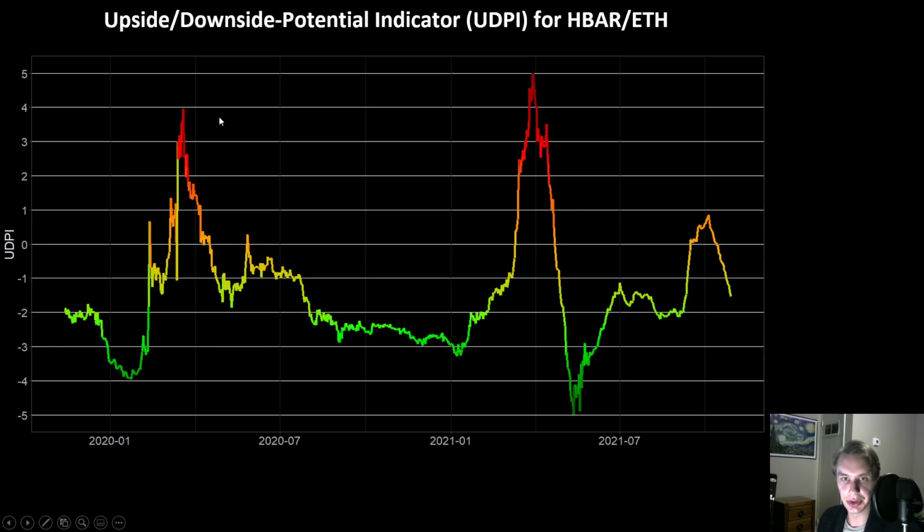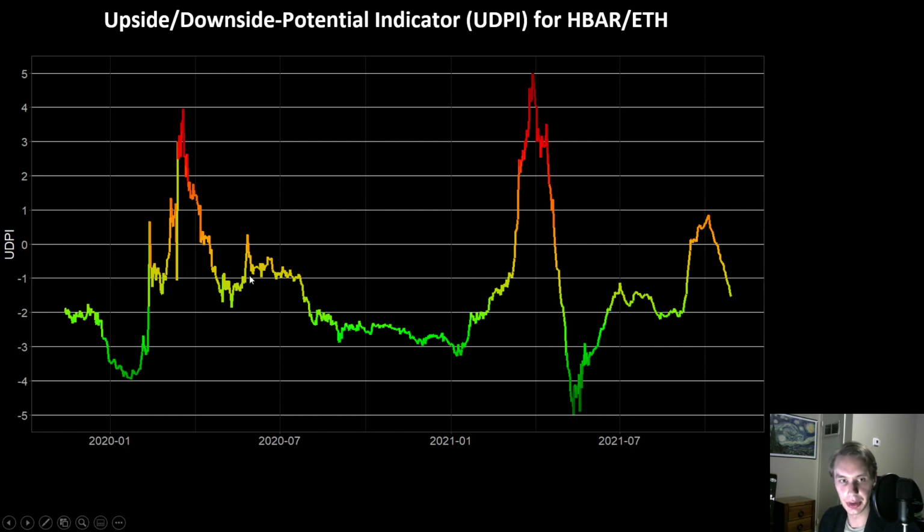So it's also useful to just look at the raw output of the UDPI for the HBAR Ethereum valuation, just to see this a little more cleanly. But again, what you can see is that for those zones where HBAR has been sitting low against Ethereum, it tends to be able to identify the moments where it's pretty low risk, and that tends to precede these big runs that we end up seeing against Ethereum.